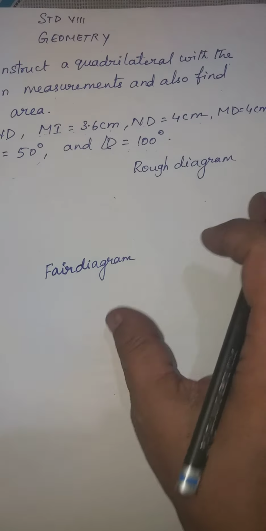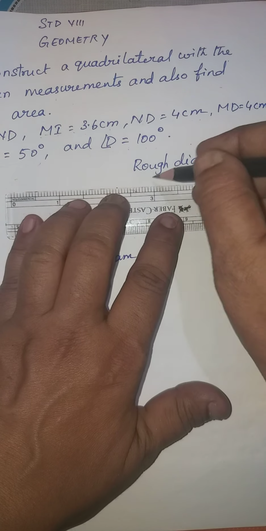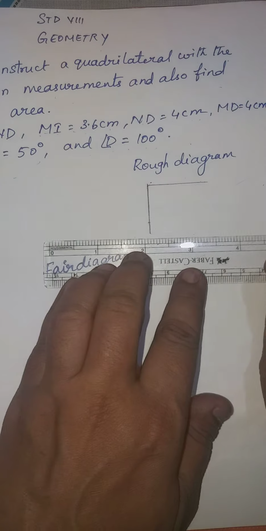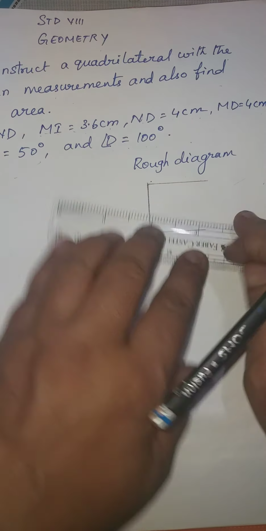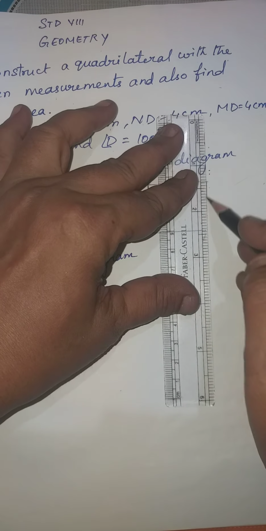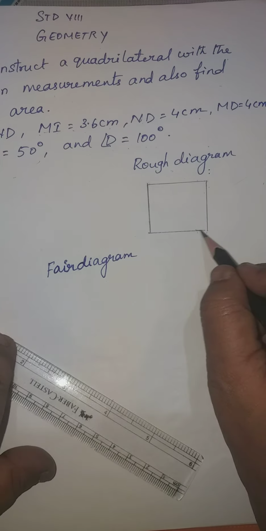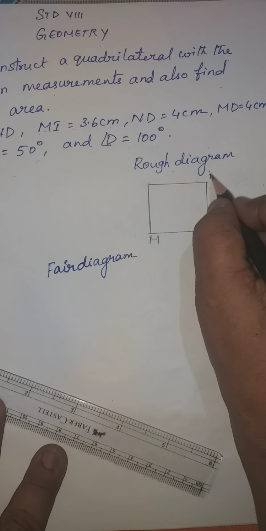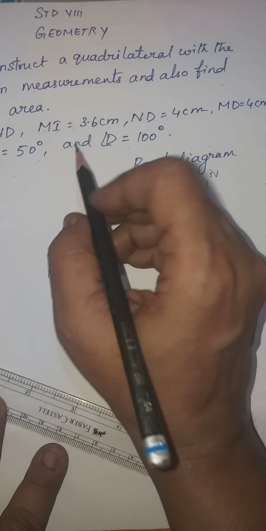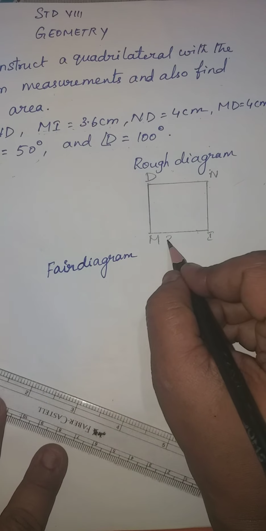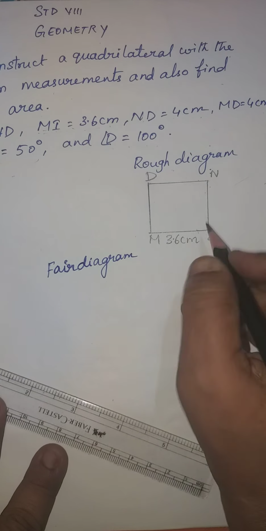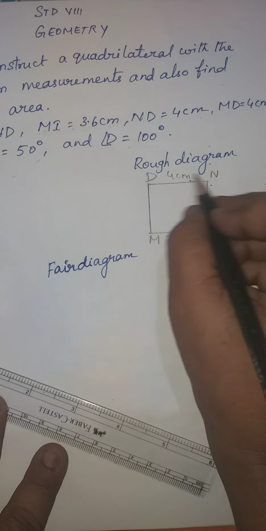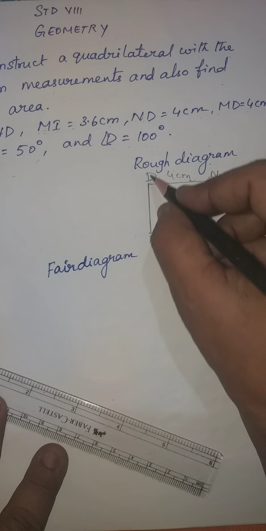First let us draw the rough diagram. Draw a four-sided figure. The exact measurements are not required for the rough diagram. Now let us mark M, I, N, D. Now mark the measurements. MI is given 3.6 centimeter. ND is equal to 4 centimeter. This is ND. MD is equal to 4 centimeter.